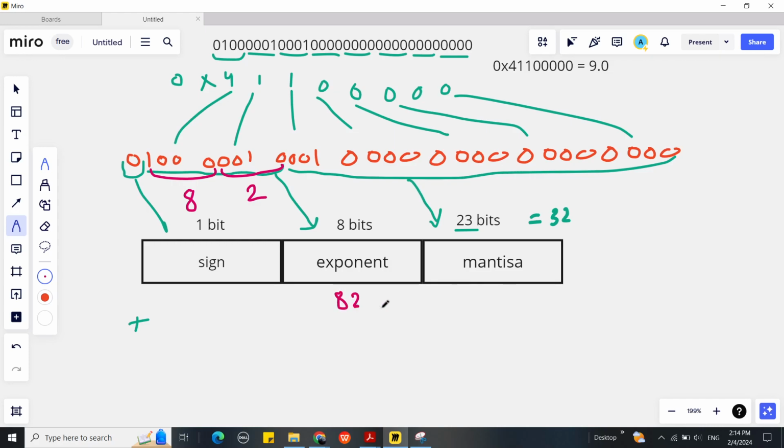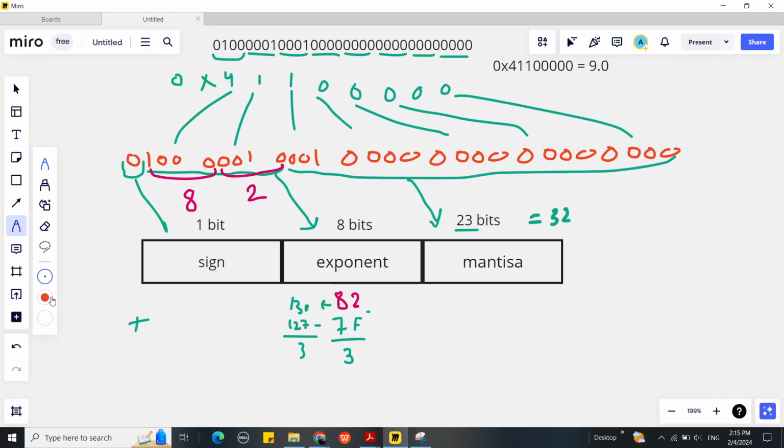Okay, next step, when you take the exponent, you subtract the bias from it. And remember, the bias for single precision is 7F. So 82 minus 7F gives me 3. Also, you can write this as 130 minus 127, and it's going to give you 3 as well.